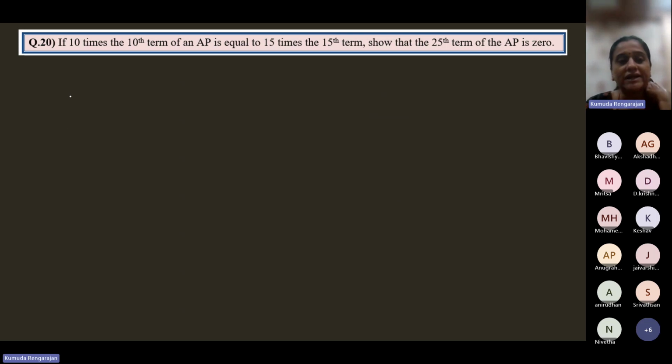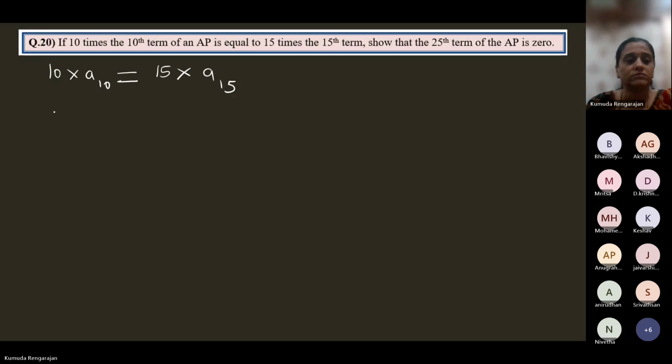So here, if 10 times the 10th term of an AP is equal to 15 times the 15th term. This is what is given. 10 times A10 is equal to 15 times A15. So 10 into a plus 9d is equal to 15 into a plus 14d.